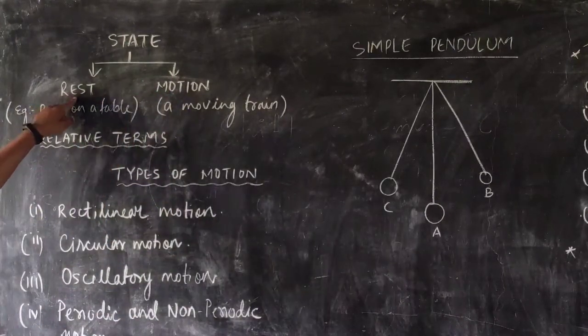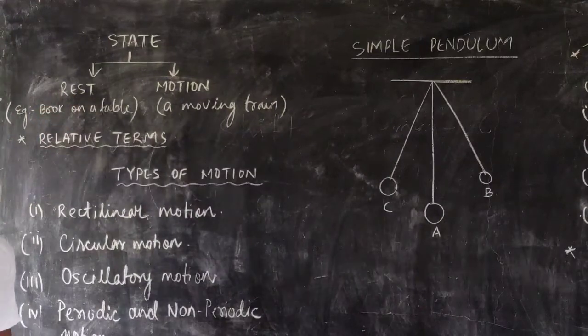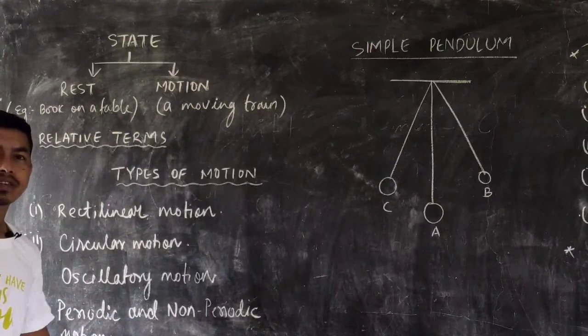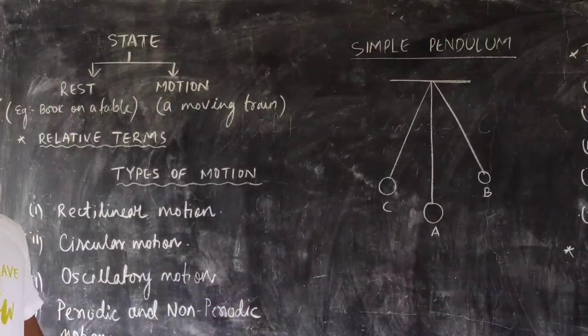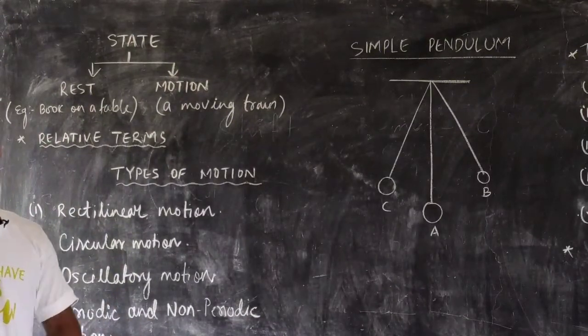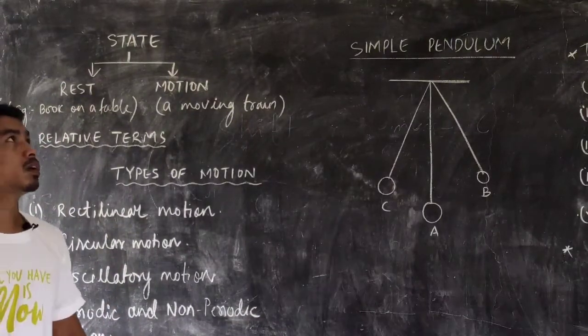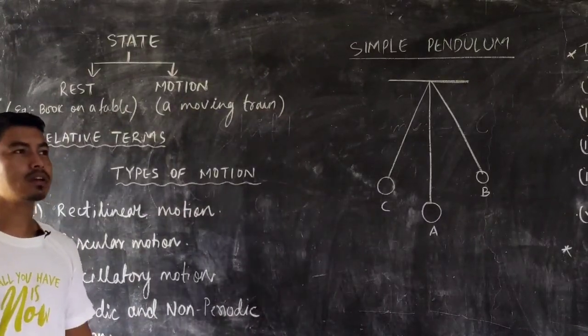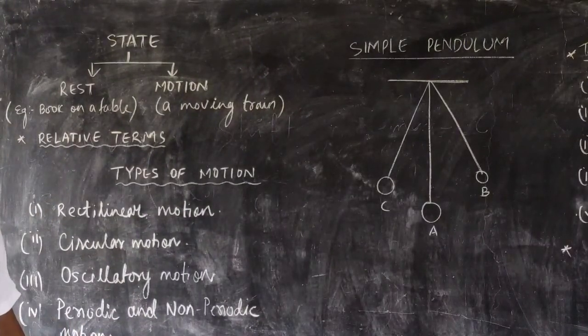So when is a body said to be at rest? The body is said to be at rest when it does not change its position with respect to its surroundings. For example, a book lying on a table, or the tube light in a house, or a tree near the road, all of them are at rest.